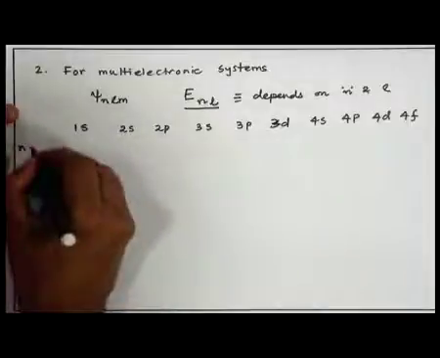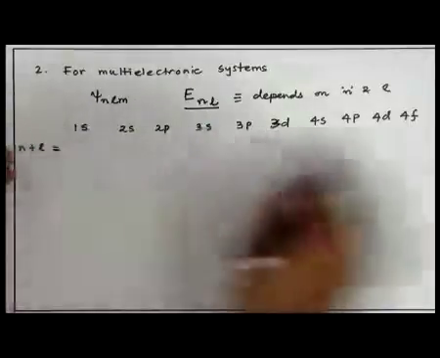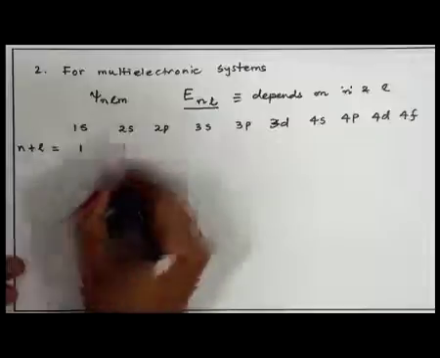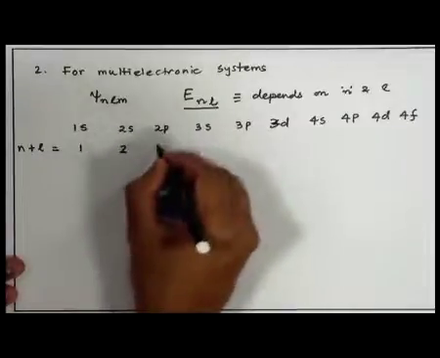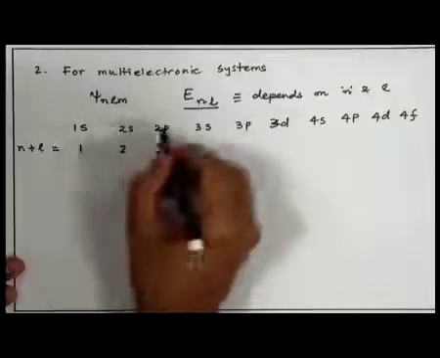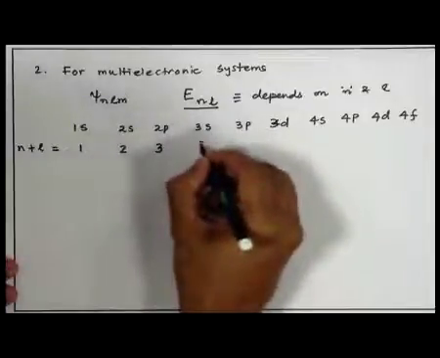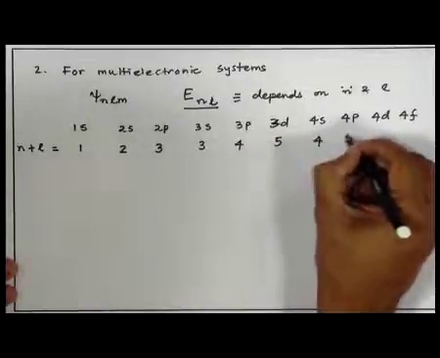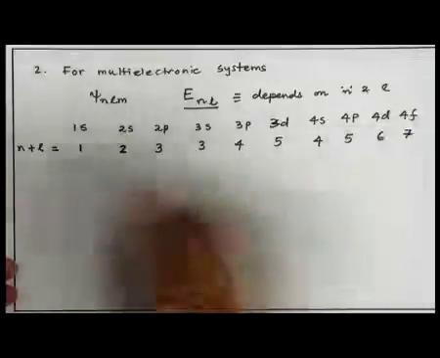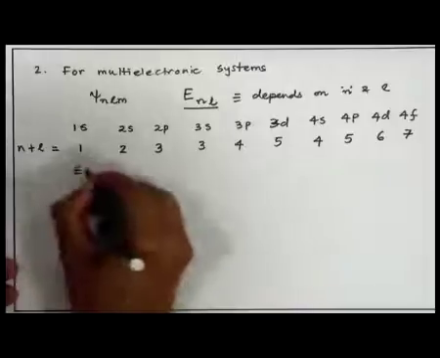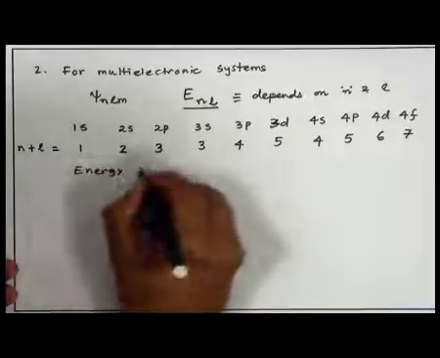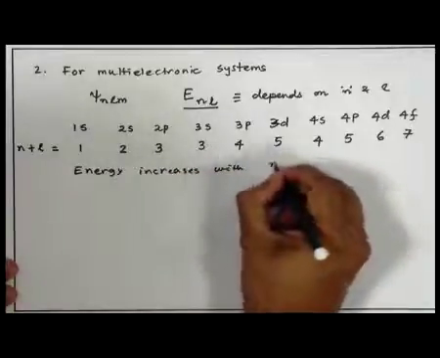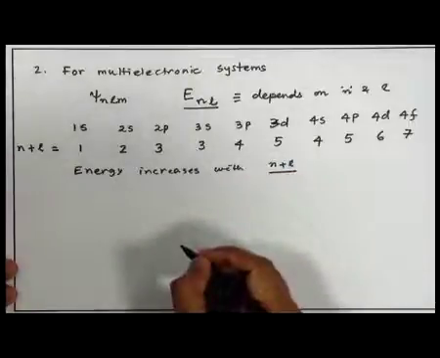So, what we will do now is write down the n plus l value for all these orbitals. For 1s, n is 1, l is 0, so this is 1. For 2s, it is 2. For 2p it is 3, because n is 2 and l is 1. For 3s, this is again 3. For 3p it is 4, for 3d it is 5, 4s is 4, 4p is 5, 4d is 6, 4f is 7. You can do that easily. Now, what we found out is that energy increases with n plus l value, right.